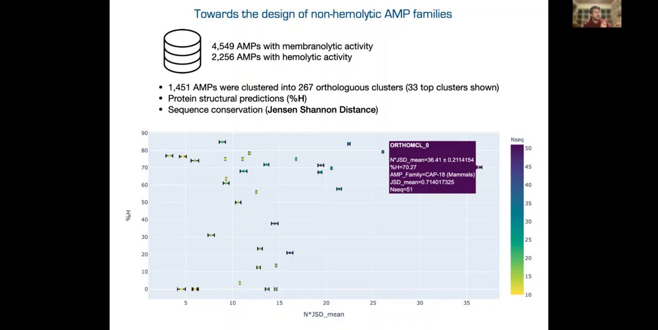So we get the very first one called OrthoMCL0. It's actually a family of brevinins, which is the most documented within this data set. What we plot here is the helicity on one side, because many of those antimicrobial peptides turned out to be helical. We were also interested in measuring the Jensen-Shannon distance, because we are interested in the conservation of the sequence and being able to target the most conserved sequences first, so we have fewer mutations to make. The other amino acids will not necessarily be associated with the biological activity.